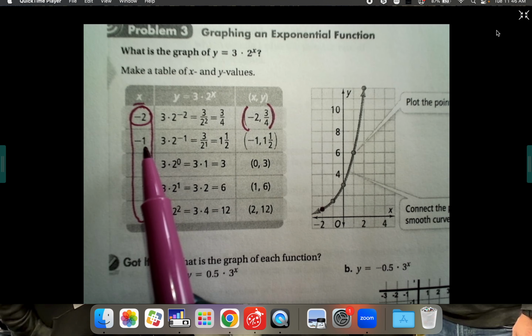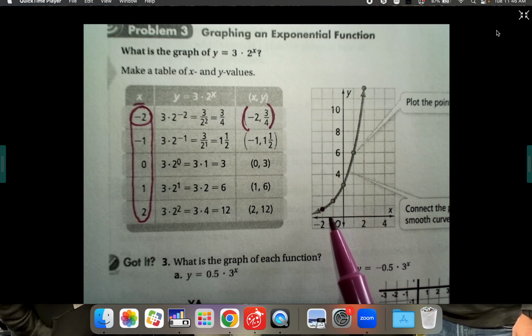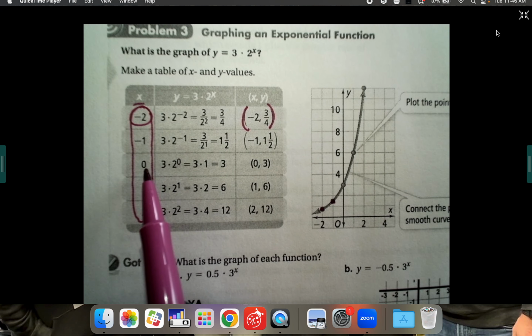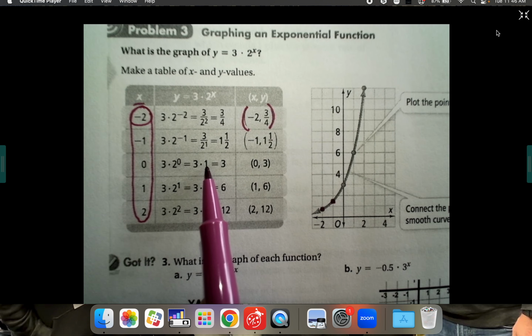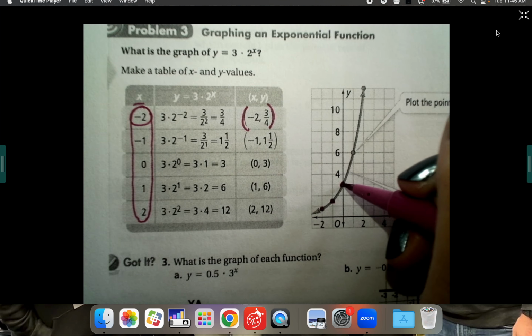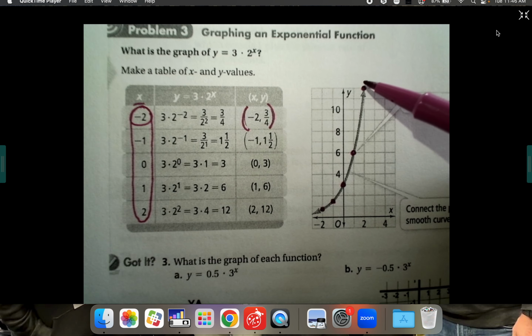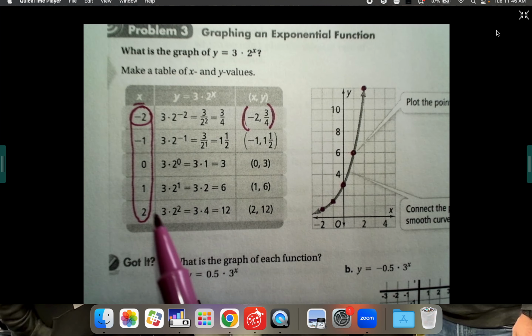Okay, and then you can see how they did their next one. -1 would flip to the bottom and become +1. 3/2 is the same thing as 1 1/2. So at -1, it's 1 1/2. So at -1, they went up 1 1/2 and put a dot right there. 0 is our y-intercept. At 0, anything to the 0 power is 1. So 3 times 1 is just going to be 3. So 0, 3 is our y-intercept, and then they kept going and got 2 more points. It should be a curved graph because it's growing exponentially, and that is what it's going to look like, and that's how to get your points.